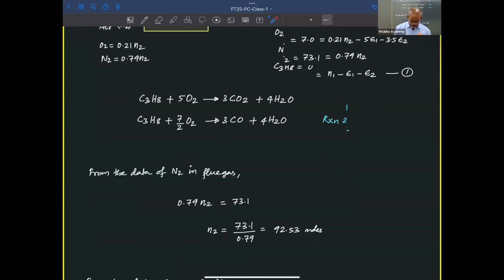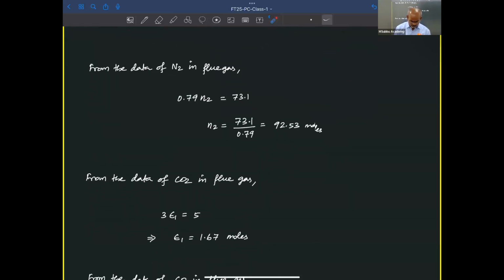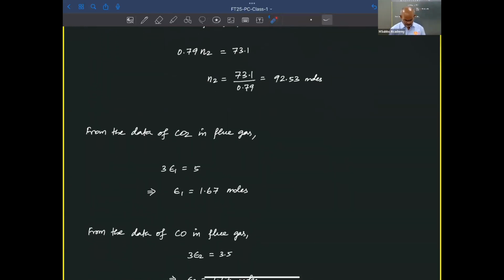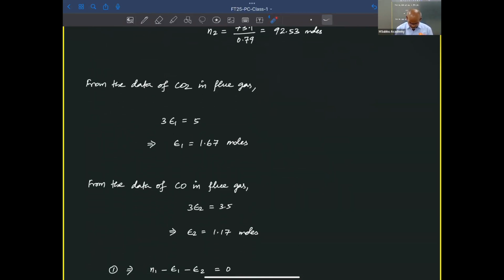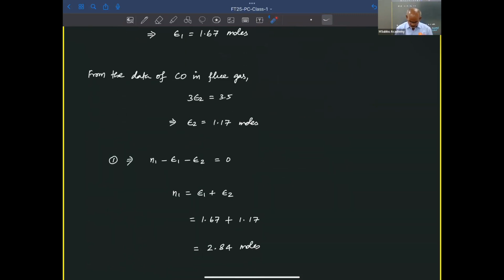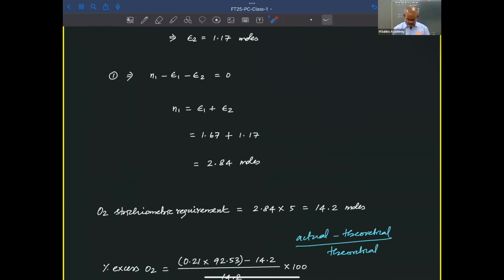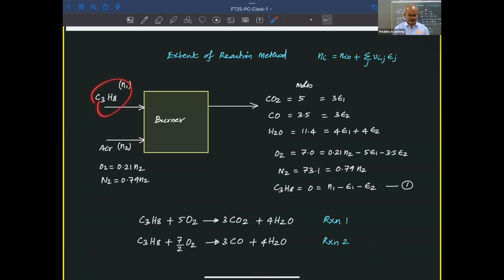Now how much air is actually needed? That is the stoichiometric requirement. For that we have to work on the data of CO2 in the flue gas. Those are already done. We also need to know how much N1 is entering, that is, how much of your feed, how much of your fuel, propane, is entering, because only for that are you going to calculate how much theoretical air is required.